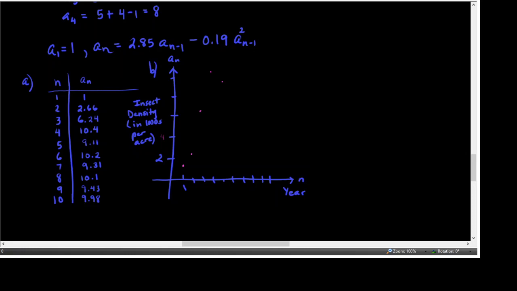And then 10.2. It's about right there. 9.11. Oh, I already did that one. 9.31. It's about right there. 10.1. 9.43. 9.98.